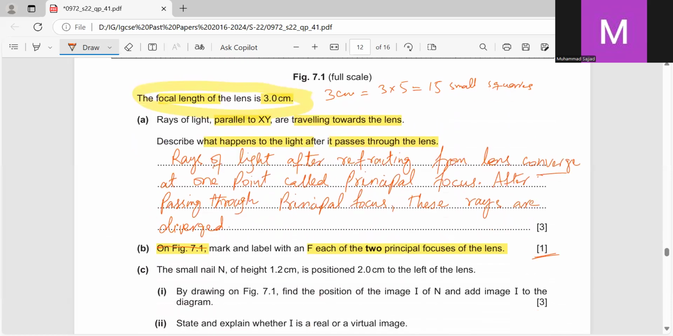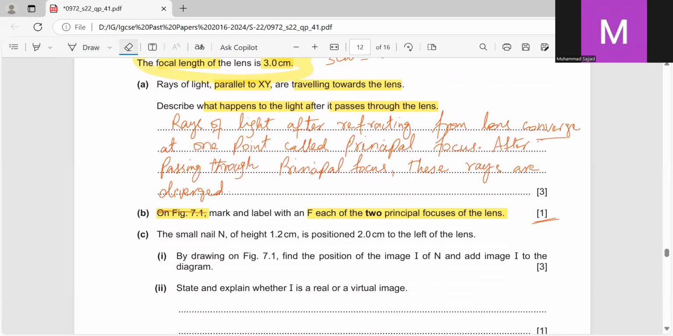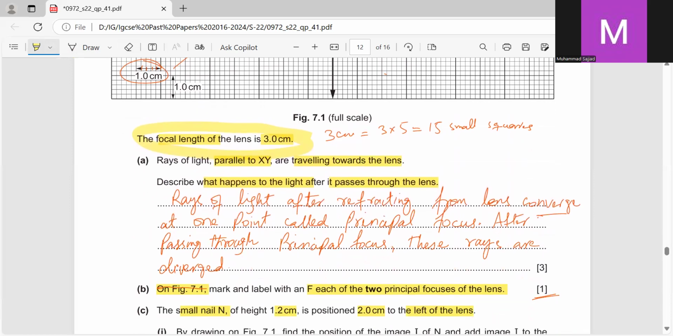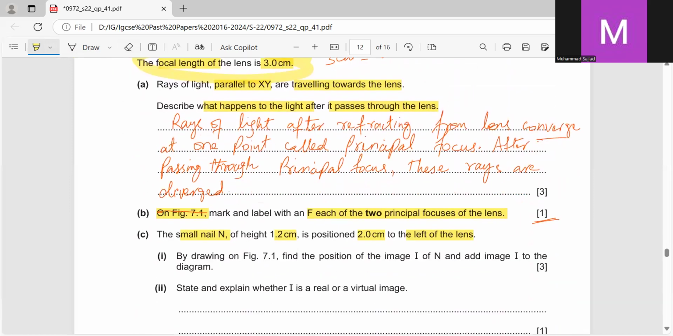Then next is the small nail N of height 1.2 centimeter, positioned 2 centimeters to the left of the lens. Okay. By drawing on figure 7.1, find the position of the image I of N, and add the image to the diagram.